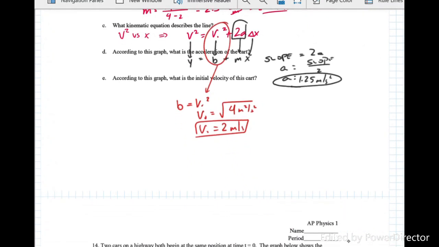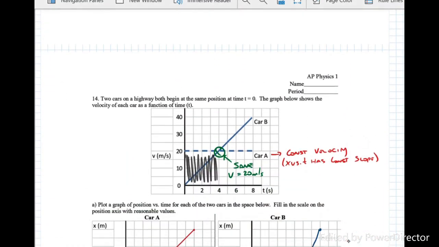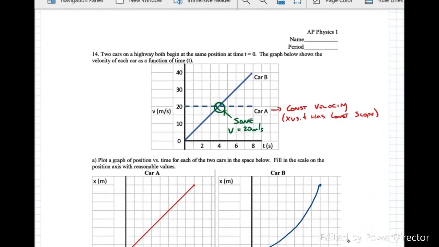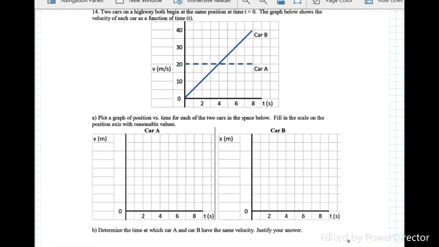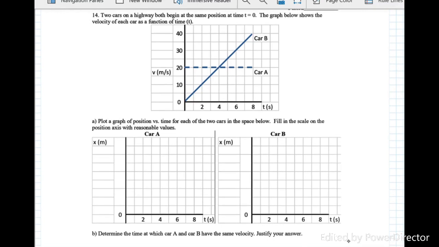Last question. So for this last question, I have 2 cars on a highway, and they're going to begin like this. This is how they move. Car B moves along that sloped up line where its velocity is changing the entire time, and car A has a constant velocity at 20. So I want to graph position versus time for each of the cars.